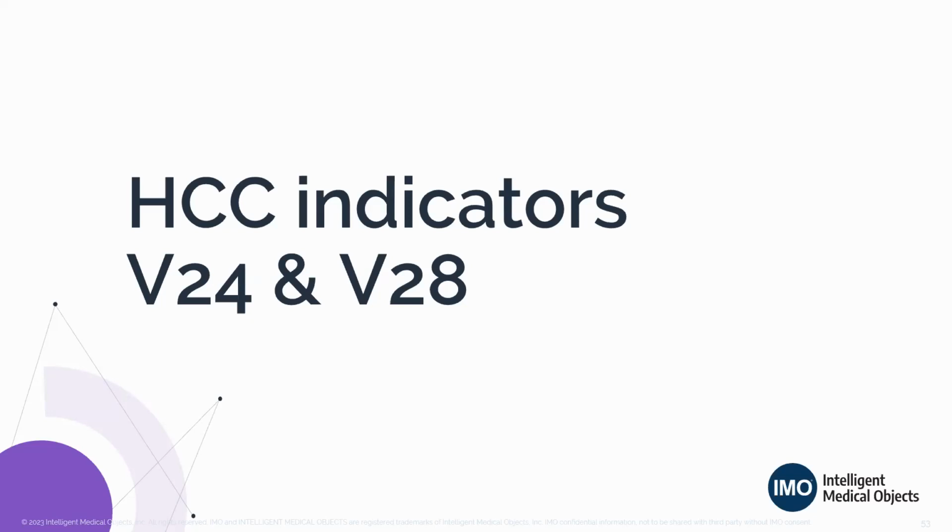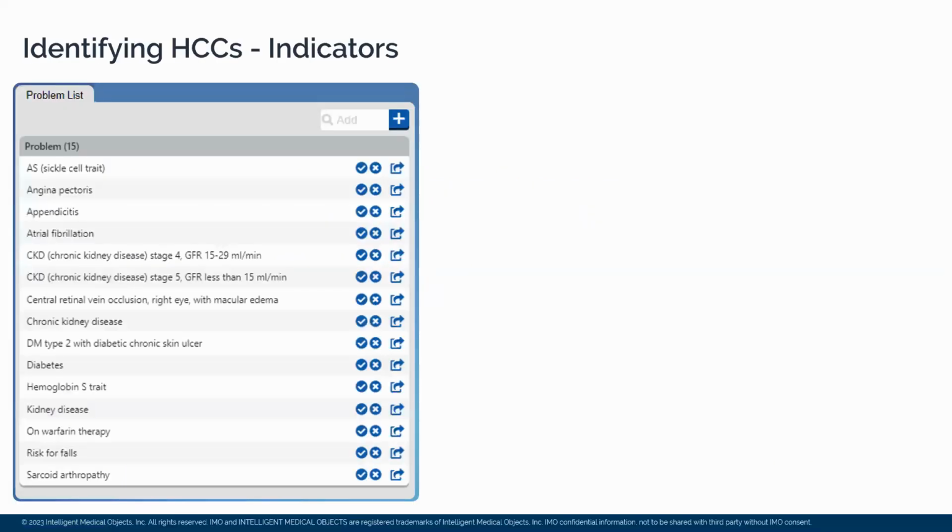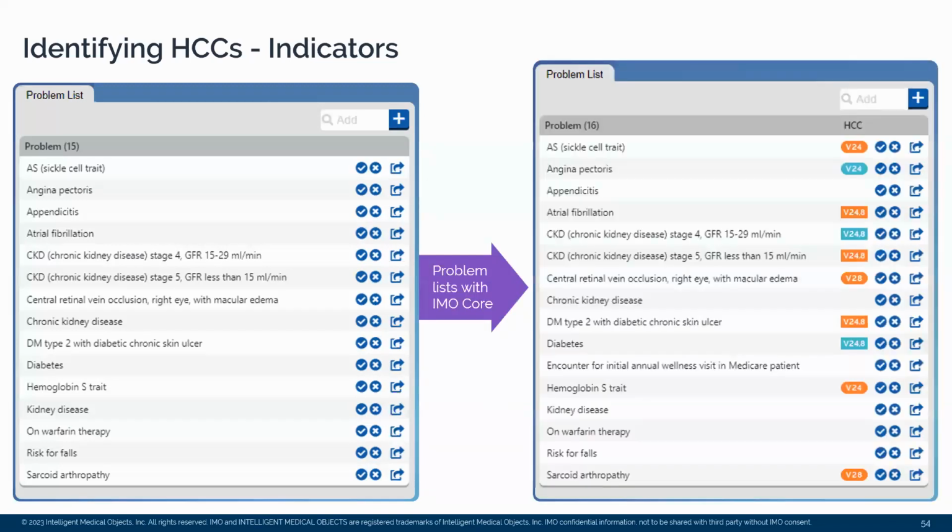We did want to highlight one resource, and that is the indicators associated with our terminology. On the next slide, we will see an example of the indicators. We are starting with the sample problem list on the left-hand side of the screen, and next the IMO Core sample problem list on the right-hand side of the screen shows the HCC indicator column.